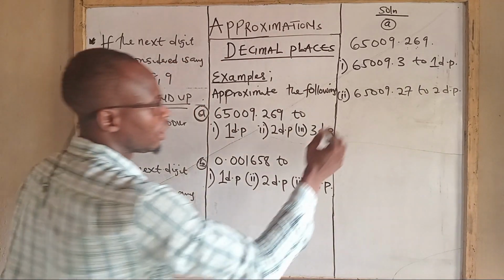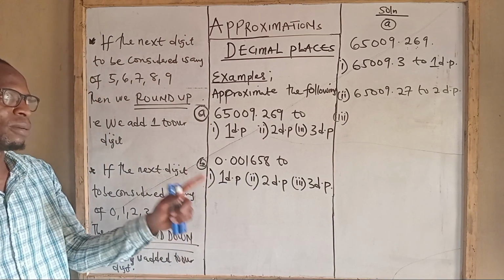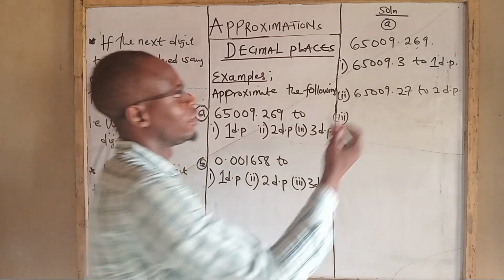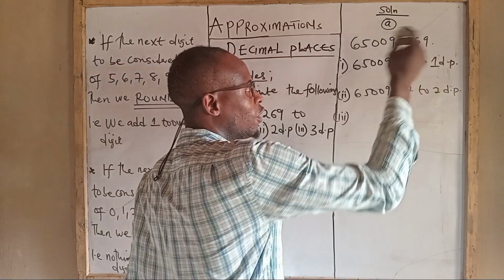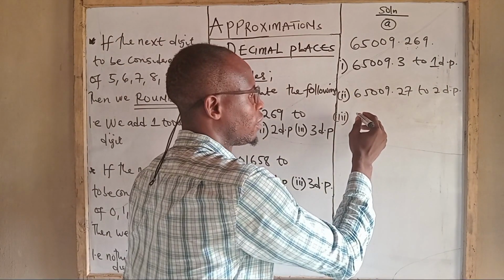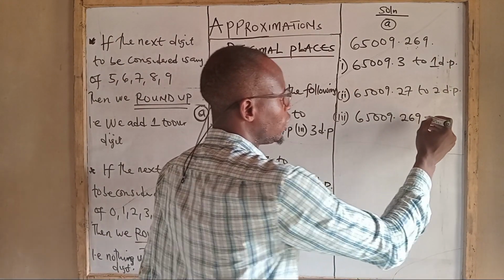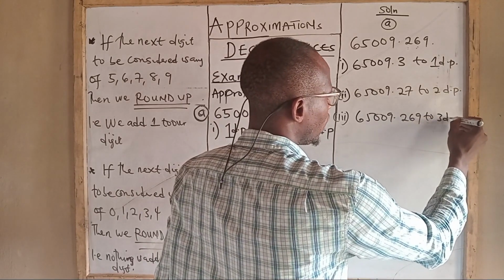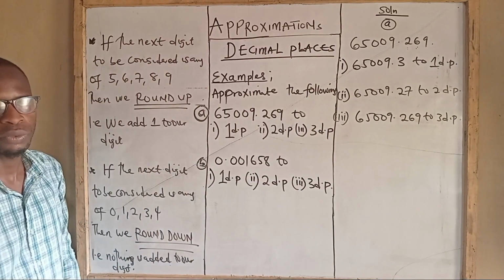Alright, then the last one for this number says to 3 decimal places. You do the counting again from this: 1, 2, 3. So nothing is here. That means you have to rewrite the number. Since there is nothing here, you should have 65009.269. So this is going to be to 3 decimal places. So we are done with the first question.